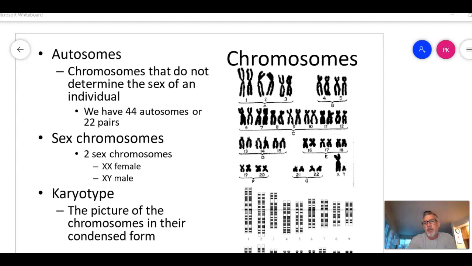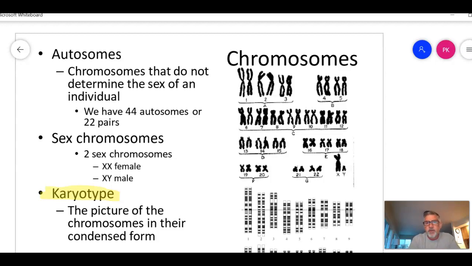All right, so let's talk a little bit about chromosomes and inheritance today. So this is just a review. Remember, this is a picture of what's called a karyotype. And that karyotype right here is just a picture of the condensed chromosomes during mitosis. So that's a karyotype.